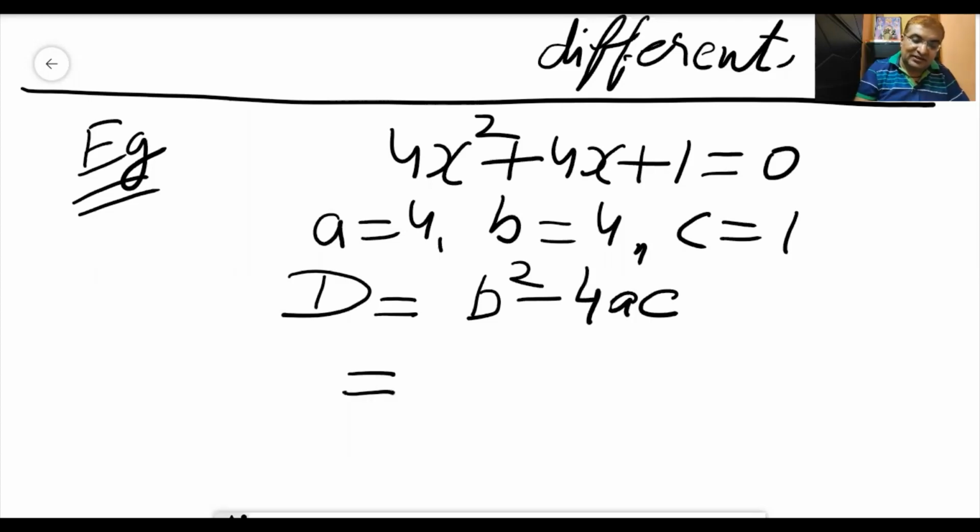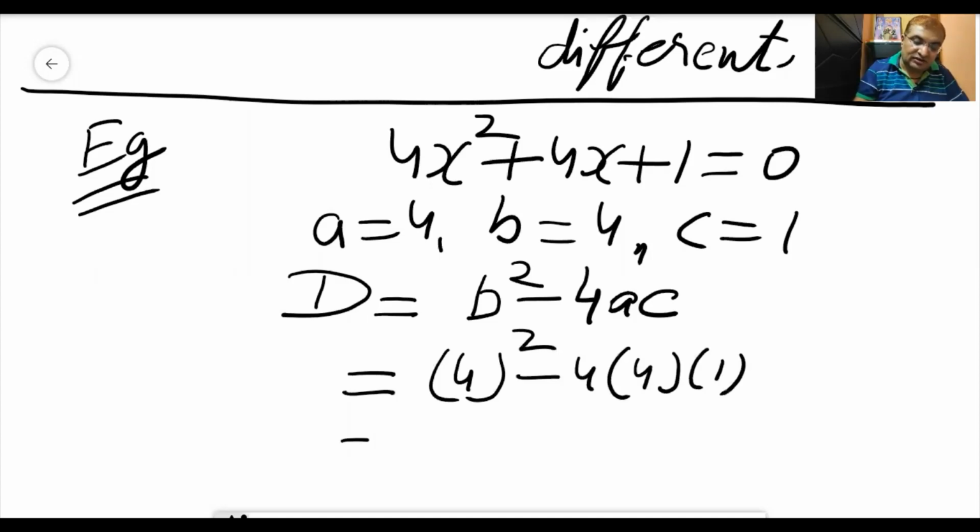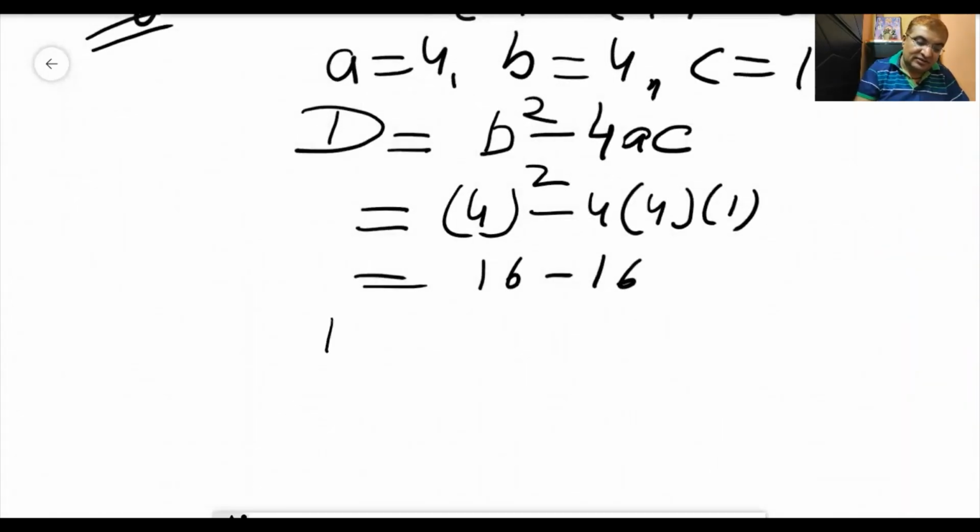So let us apply that. It becomes 4 square minus 4 into 4 into 1. So that is 16 minus 16. And what you can see right here is d becomes 0. Neither positive nor negative, 0, d is 0.